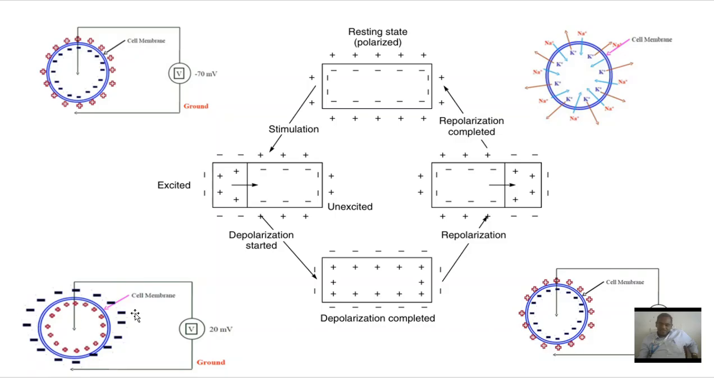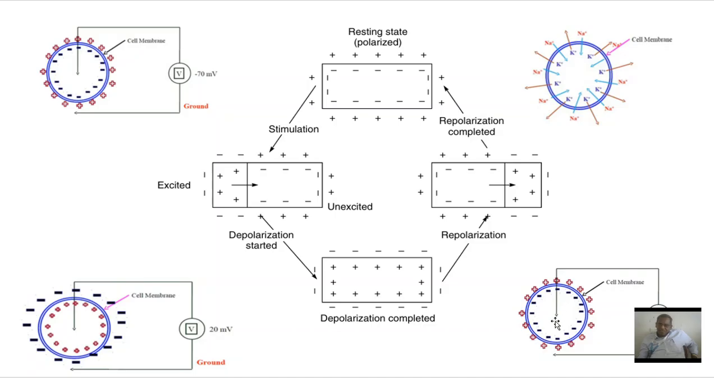Okay, this is the depolarization. After some time, when the stimulus is no longer applied, the cell tries to come back to its initial position. Again the repolarization starts, from the depolarization completed state. So again the outside of the cell is positive and the inside of the cell is negative. So it is completely repolarized.